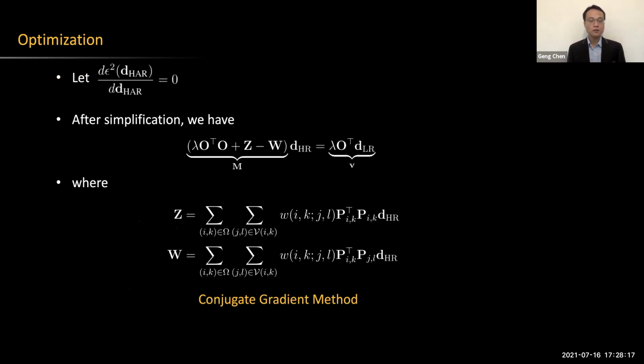To solve this equation, we first compute the derivative and set it equal to 0. After simplification, we have this equation. This is a large system of linear equations. The definitions of Z and W are shown here. Due to the time limitation of the presentation, I will not go into the detail of the mathematical part. For this large linear equation, we solved it effectively by using a conjugate gradient method.